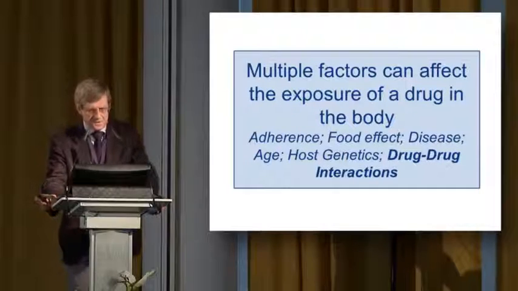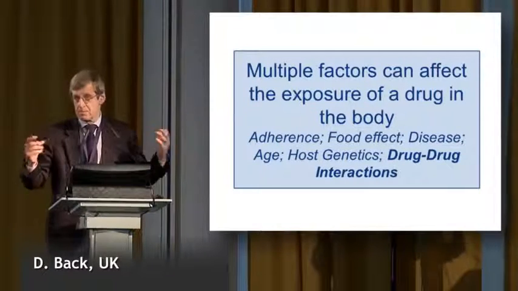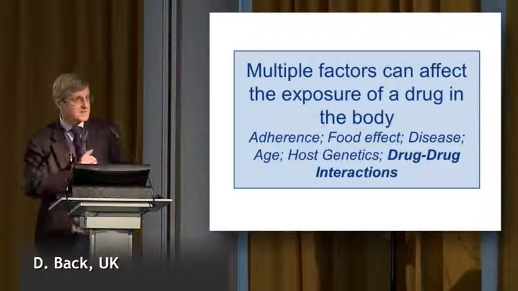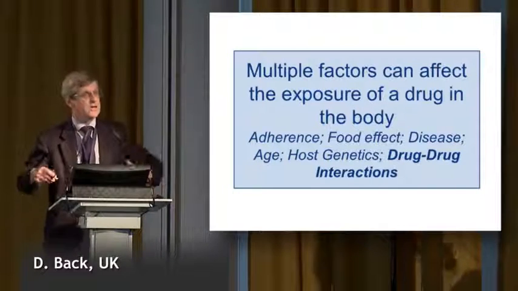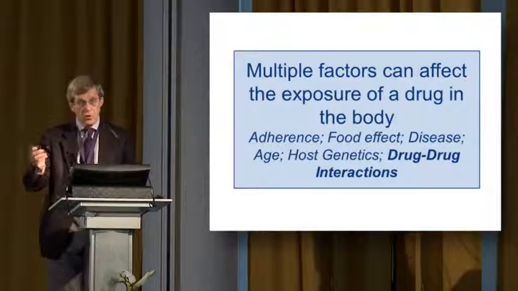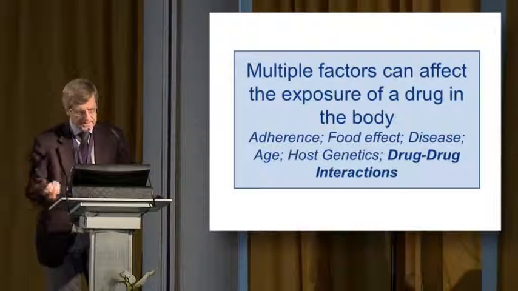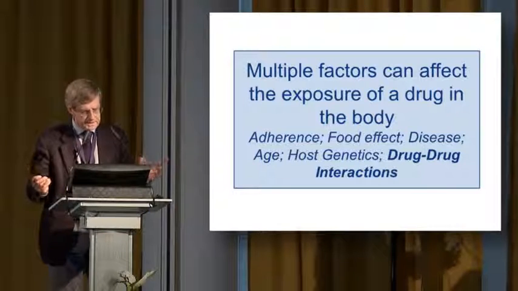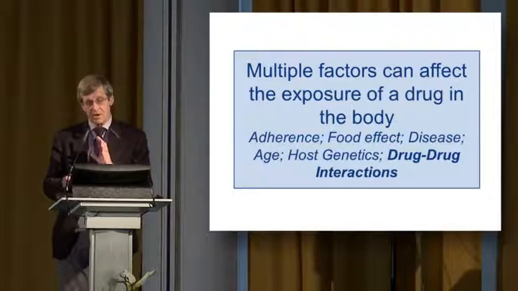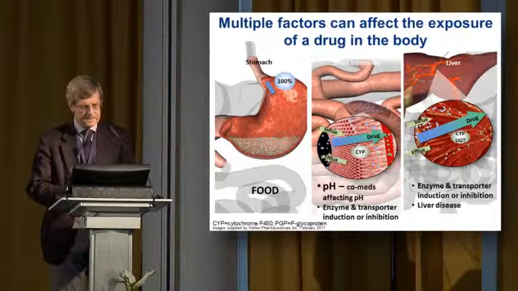Multiple factors can affect how much drug actually appears in the body. Those factors clearly include adherence: if we don't take the drug, we don't have drug in the body. Food effects, whether you take a drug with or without food, can affect how much drug gets into the body. Comorbidities, the age of the patient, and drug-drug interactions are a major factor we have to consider.